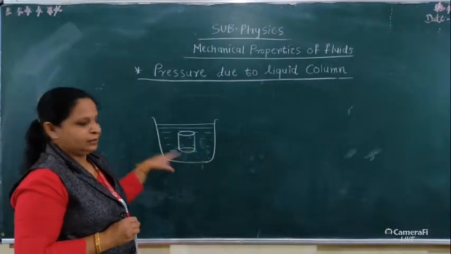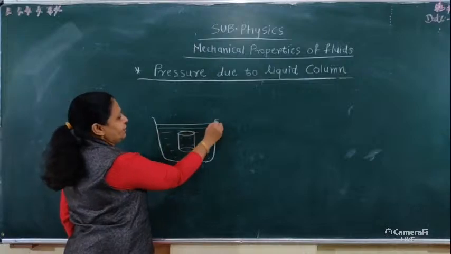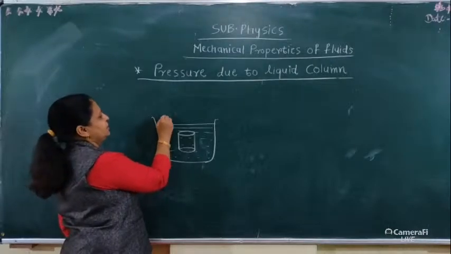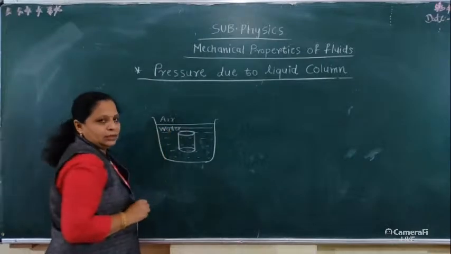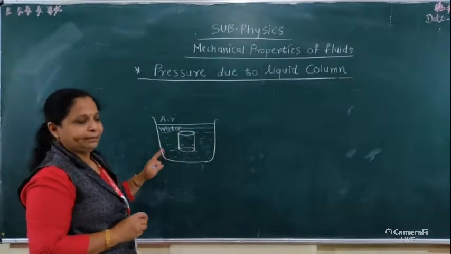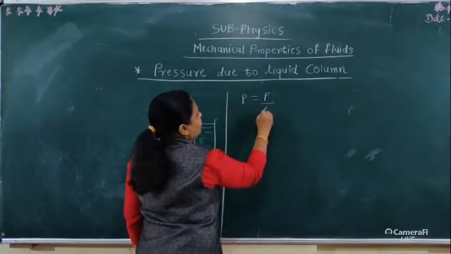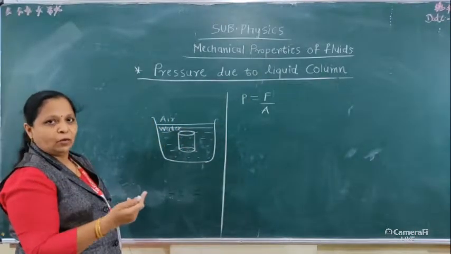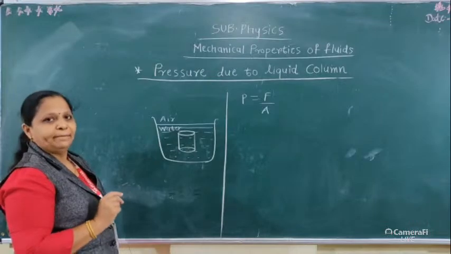So we consider here a vessel which is filled with water. Then there is the interfacing media, means free surface, interfacing two homogeneous fluids, means air and water. Here we want to calculate pressure due to a liquid column. You know the pressure. Pressure means force upon area. Pressure by the liquid means when fluid exerts force on the surface of contact when it is at rest, it is known as the pressure.